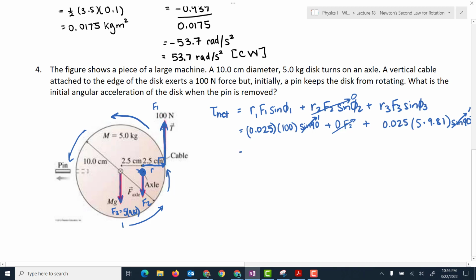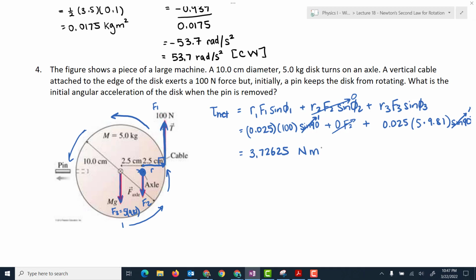So I can type all of this into my calculator to get my net torque. So I have 0.025 times 100 plus 0.025 times 5 times 9.81. And that gives me 3.72625 newton meters. It's positive, which means it's going in the counterclockwise direction. That makes sense. So that's our net torque.